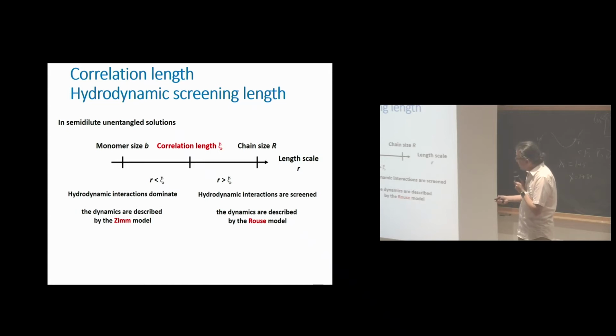So this is the correlation length xi, and at length scales shorter than this length, it's a Zimm model. This is because hydrodynamic interaction is still there, but at length scales above the correlation length, hydrodynamic interactions are screened.